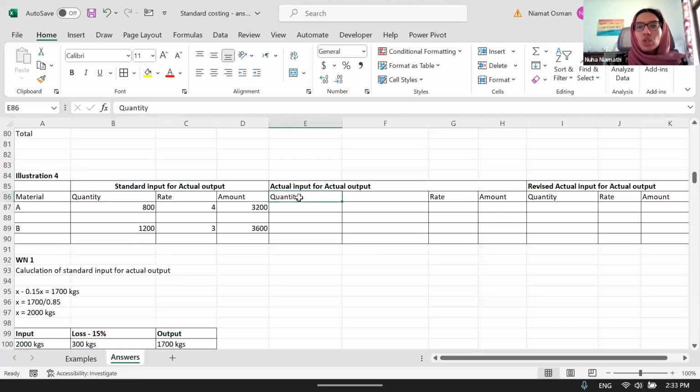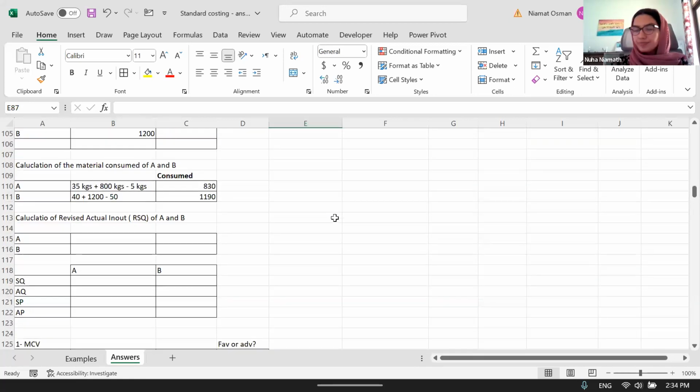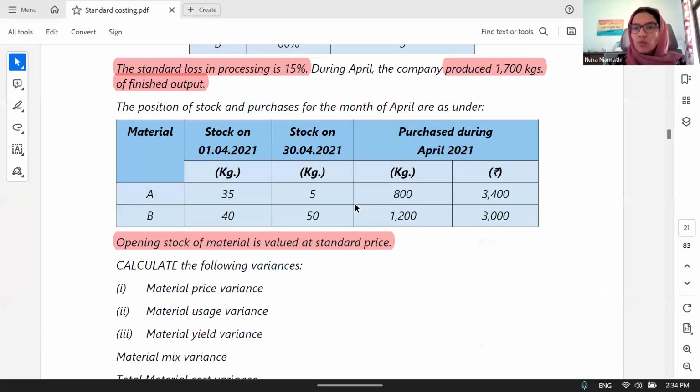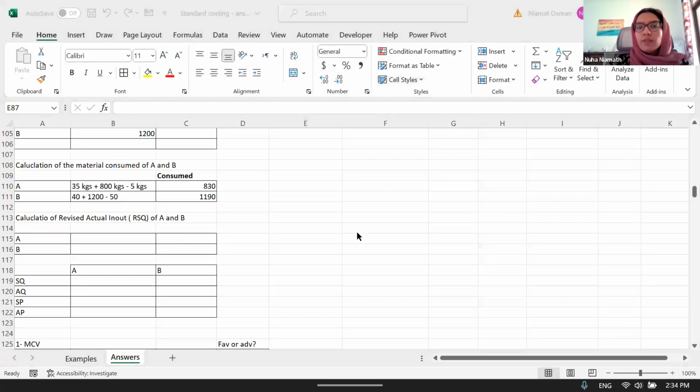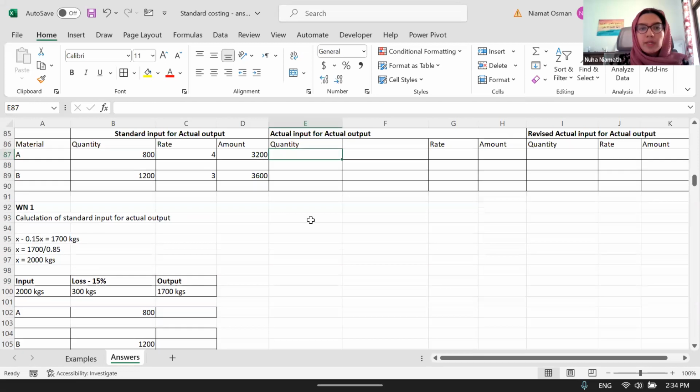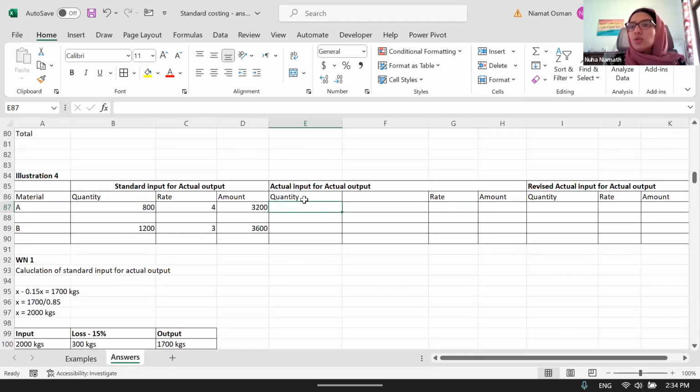Right. So now we have actual input. We have found it as 830. But now there is a small trick in this question. What is the small trick? The opening stock of this goods is valued separately, and the remaining goods are valued at 3,400 rupees. Correct, because whatever has been purchased is what is valued at 3,400 rupees total, but the opening stock is valued at standard price. So here, when we look at our sheet, we'll have to split our quantity into two parts. One is the opening stock.